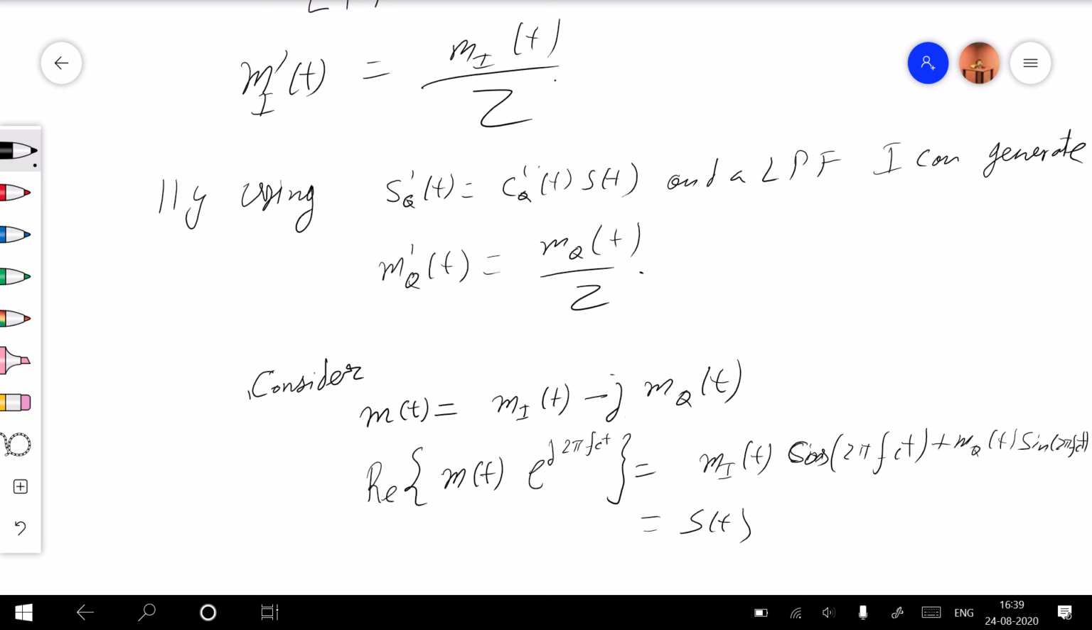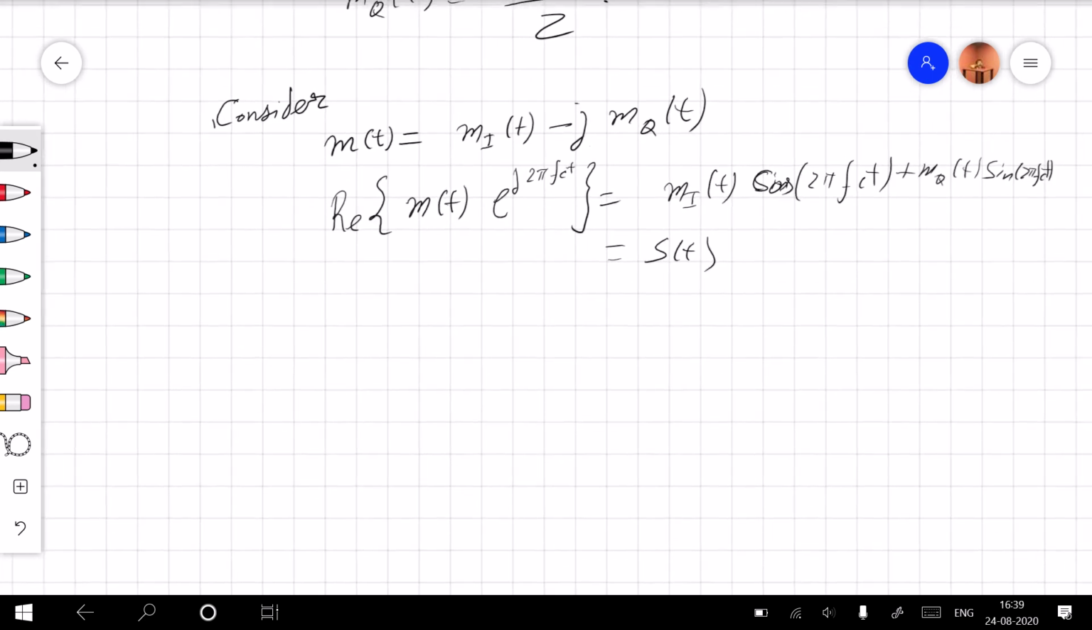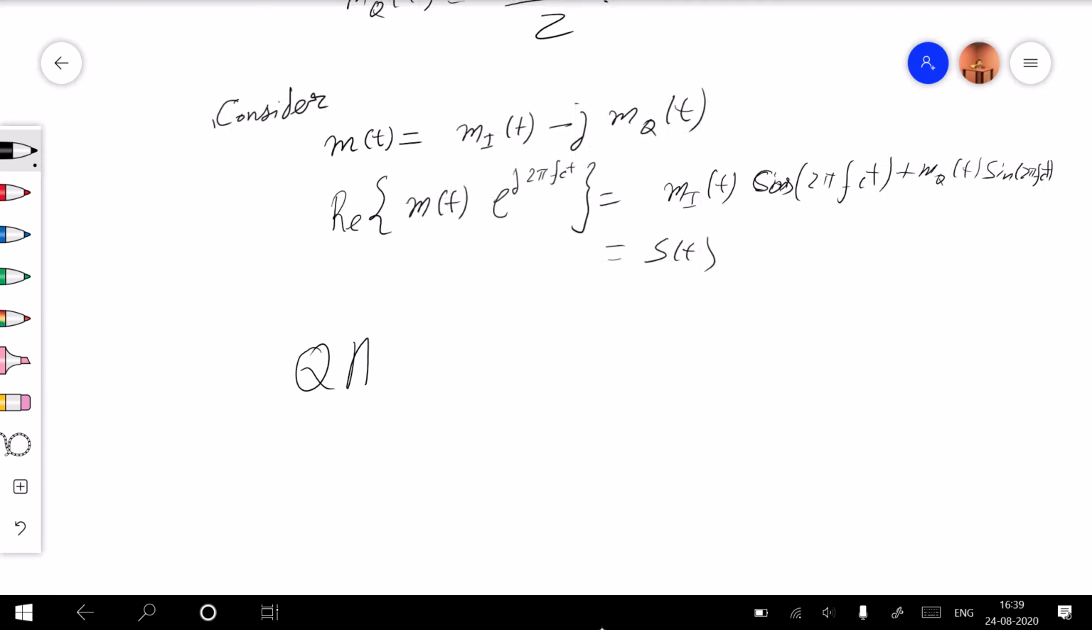So instead of a real valued signal, if I generate a complex valued baseband signal by combining two separate signals, I can then retrieve those two separate signals at the receiver. This technique or this idea is called quadrature, since the I and the Q component are in phase quadrature.